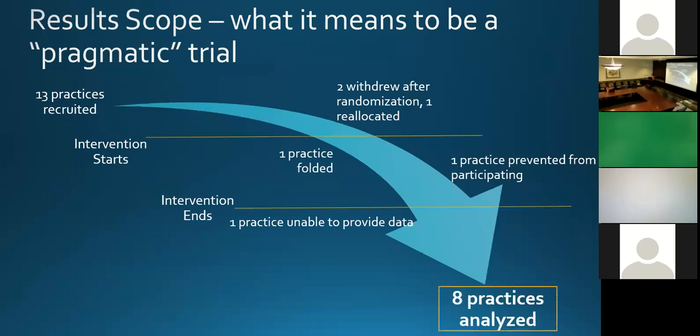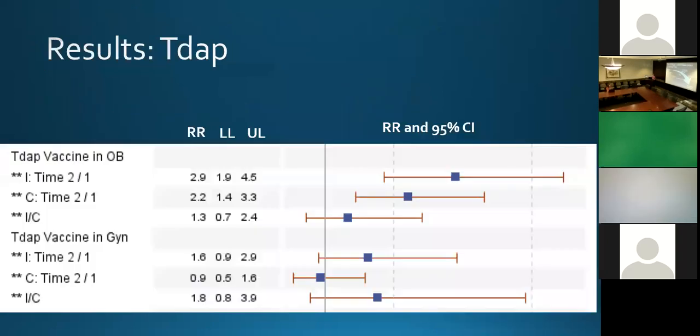So in the end, we actually had 8 practices that we analyzed for our trial, 4 interventions and 4 controls. So luckily, at least they came out balanced. So that just gives you a sense of what it's like to do pragmatic trials.